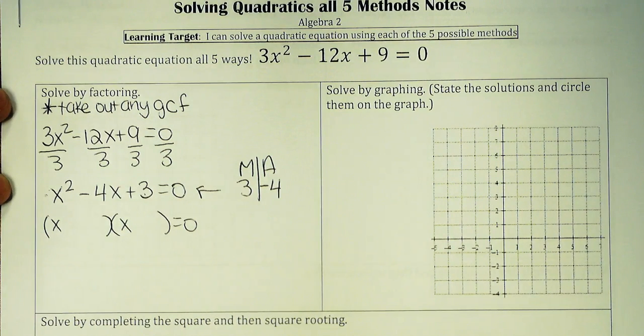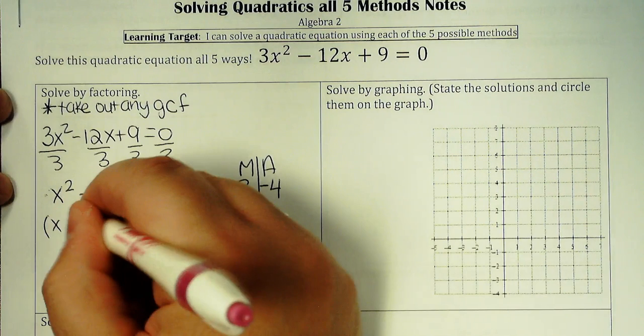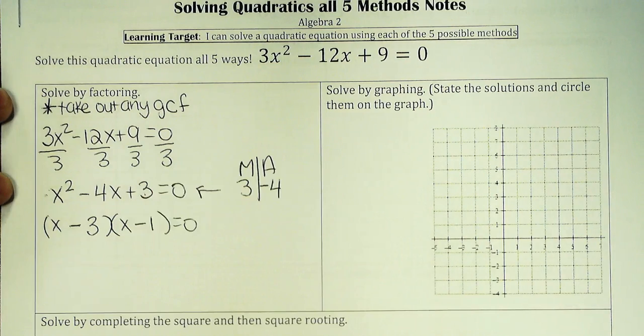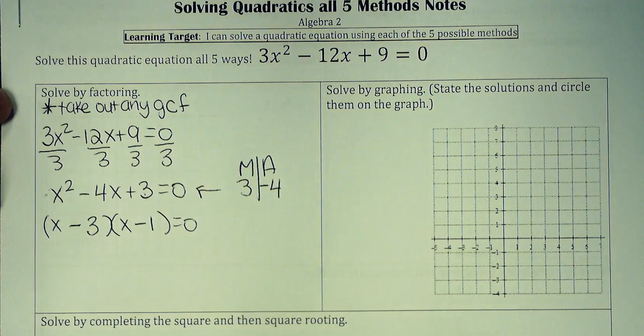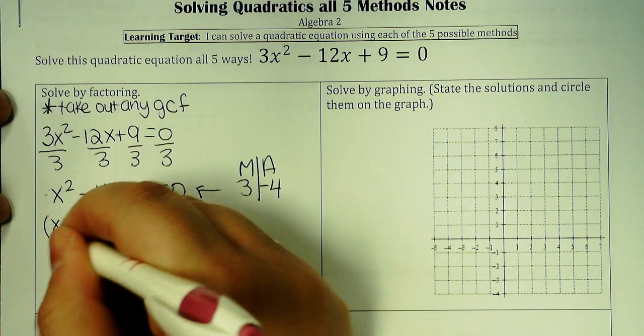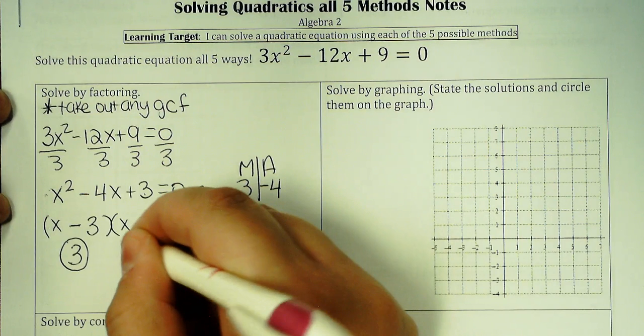The two numbers that fit both of those requirements are negative 3 and negative 1. If we were to FOIL that back out, that would give us the quadratic. The reason we're factoring it is because in that format, I can see my two answers are 3 and 1.